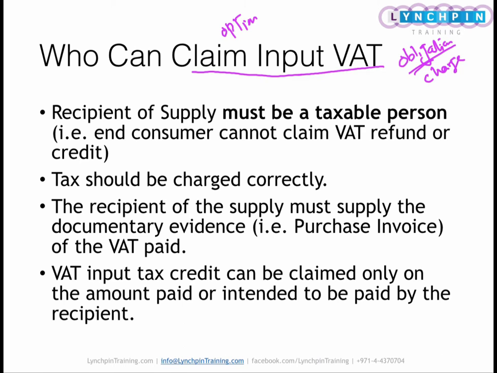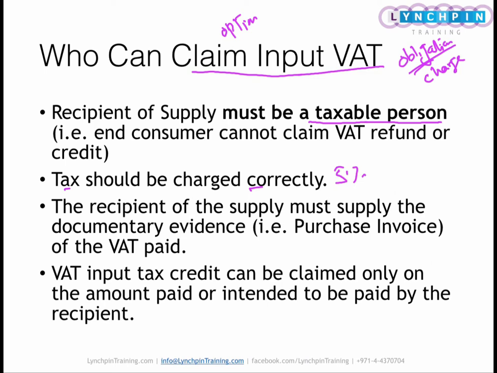Now who can claim this input VAT? A business must be a taxable person, so anybody who does not have a TRN will not be able to claim the input VAT. Tax should be charged correctly, which means what? I assume that in the beginning, maybe there are some entities who will be making invoices by hand or in Excel. In that case, there are high chances of errors. So please make sure you calculate and check that 5% VAT is appropriately being charged to me.